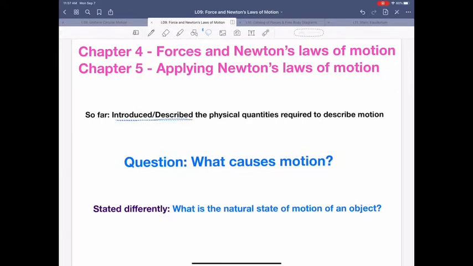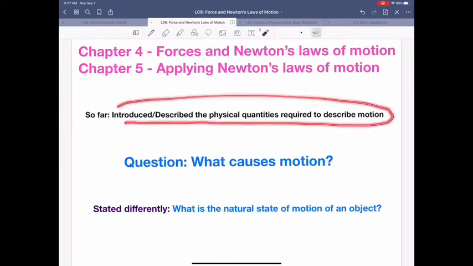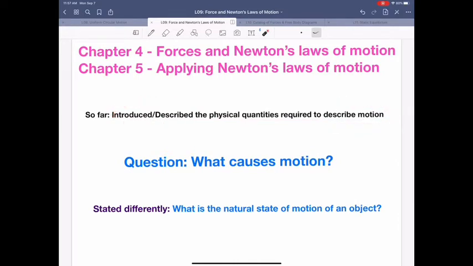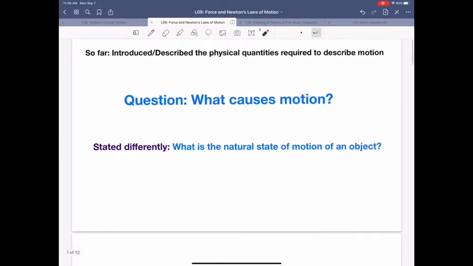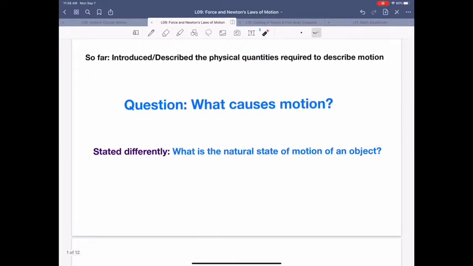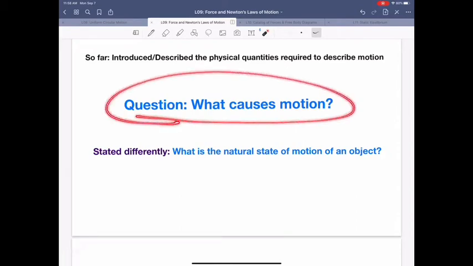So far, we've introduced physical quantities like displacement, velocity, and acceleration that are important in our description of motion. We also looked at certain types of motion, constant acceleration motion, and wrote down equations that relate these various quantities. The question that we are asking now is, what causes motion?